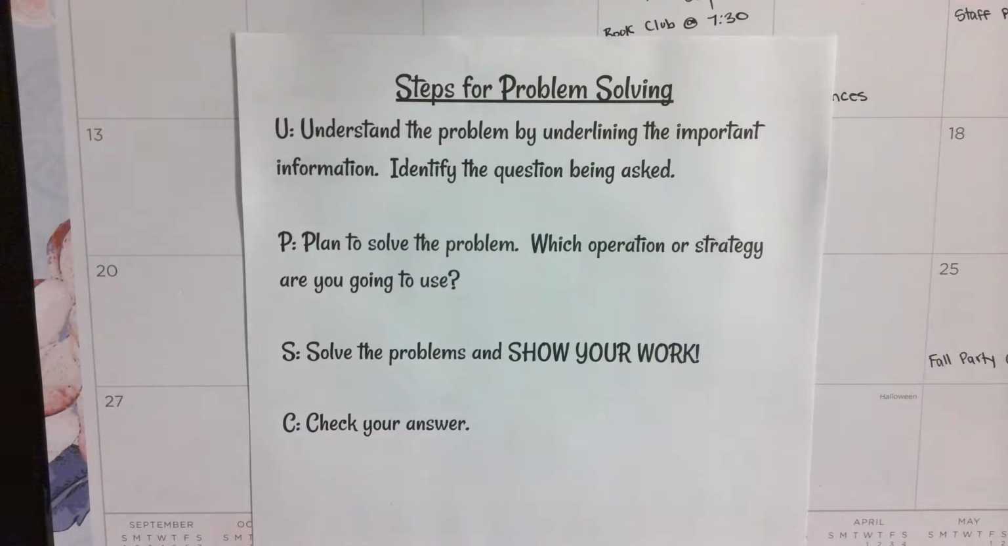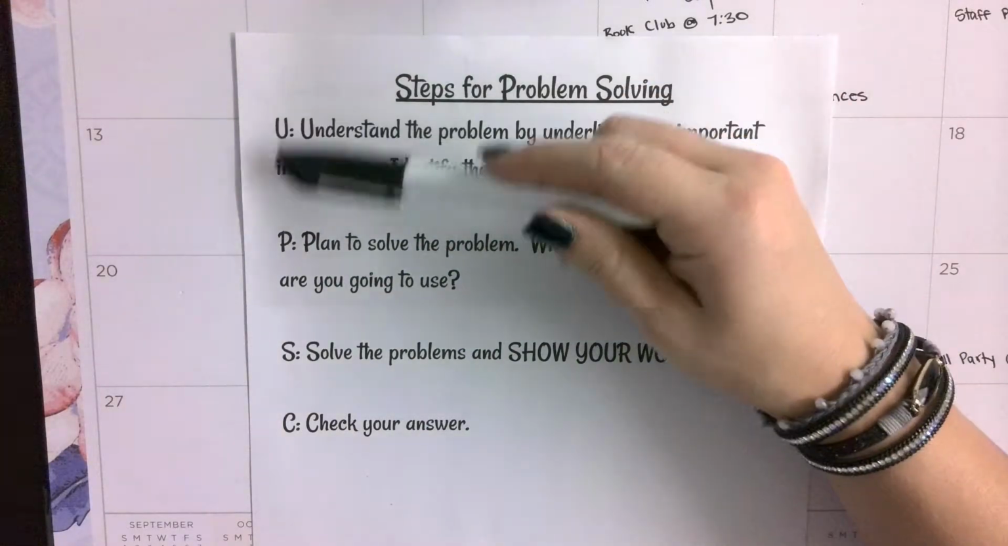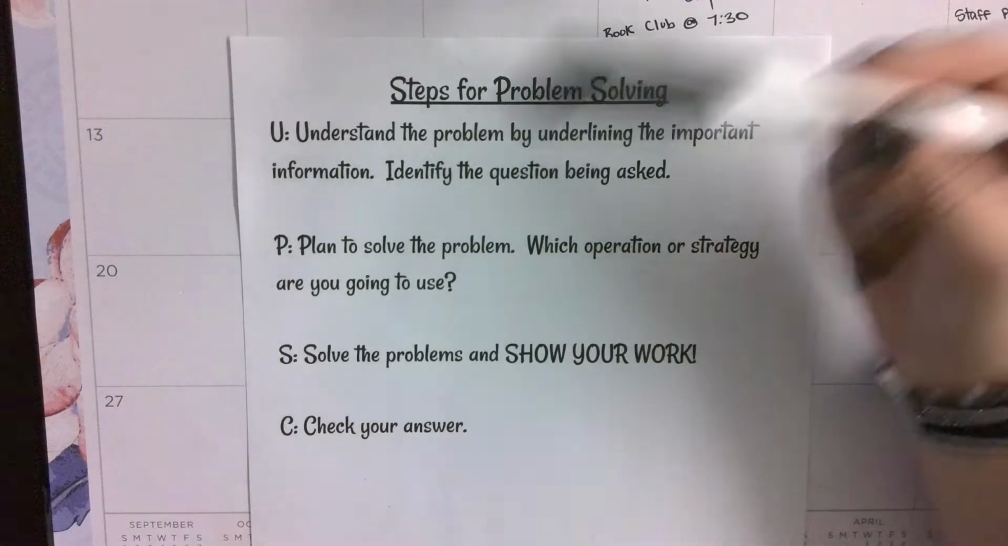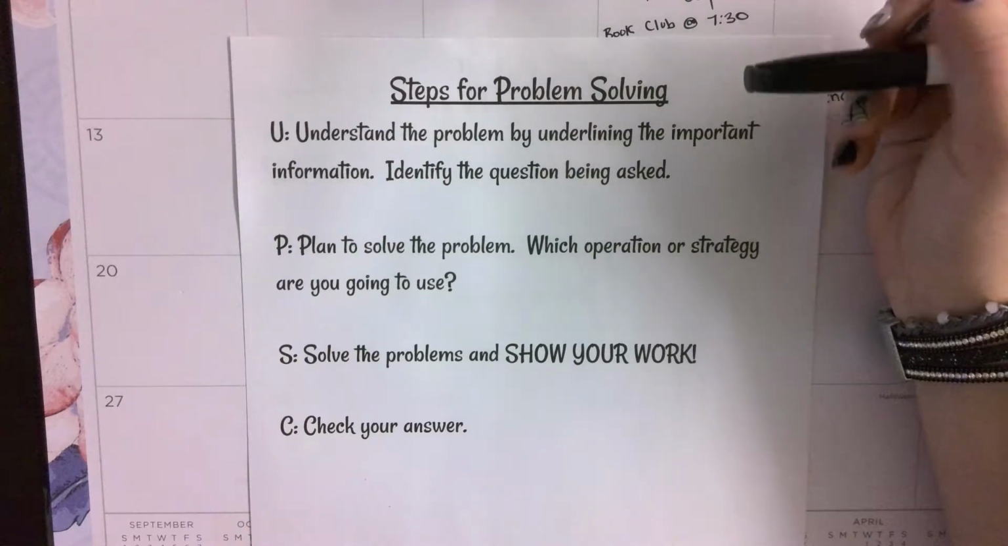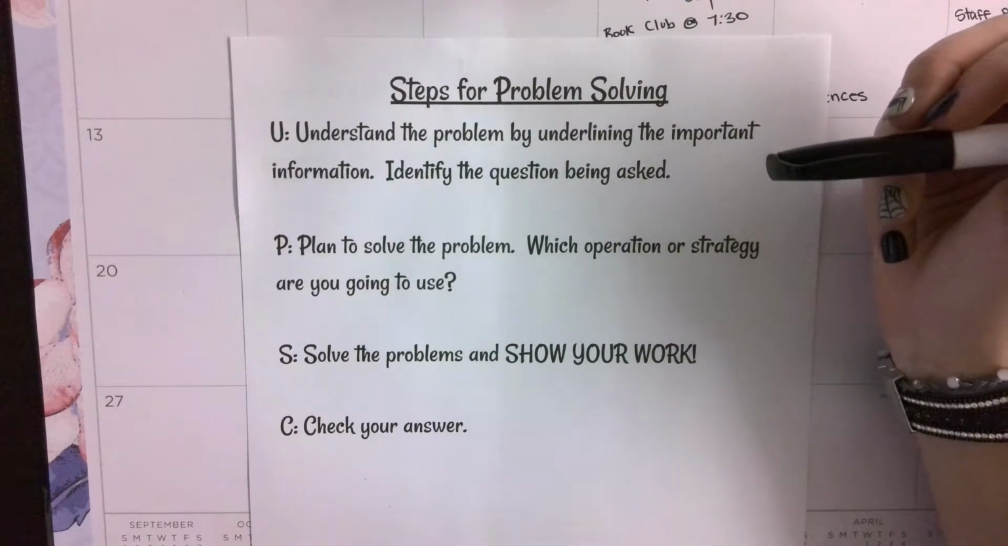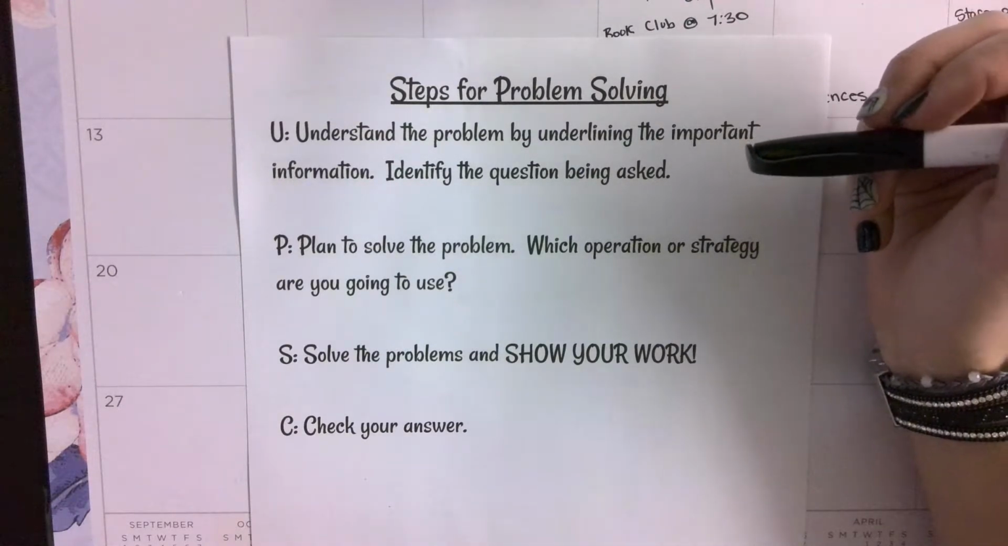Okay, so this video is about the steps for problem solving. This is something that we taught the kids in 4th grade and we do still in 5th grade. They usually refer to it as UPSC. And this is just kind of what they do when they're working through word problems. It especially helps when the word problems have multiple steps they're going to be doing.